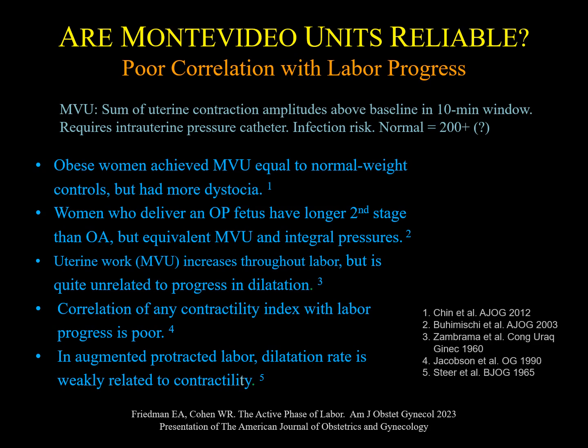Montevideo units, the sum of uterine contraction amplitudes in a 10-minute period, are the most commonly employed quantitative measure. However, the correlation between Montevideo units and progress in dilatation is poor. We generally recommend against using quantitative intrauterine pressure data in decisions about the use of oxytocin.